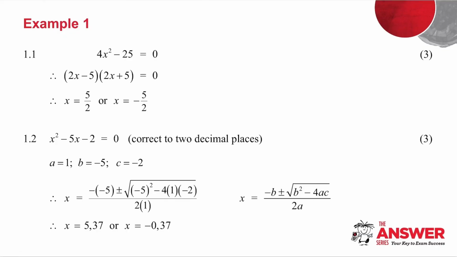Question 1.1 is difference of 2 squares, so I factorize it and I get my 2 answers. Question number 1.2 again says to us, solve for x correct to 2 decimal places. So that gives you the hint that you need to use the quadratic formula. My a is 1, b is -5, and c is -2. So substitute into the quadratic formula and then use your calculator to get the 2 answers.